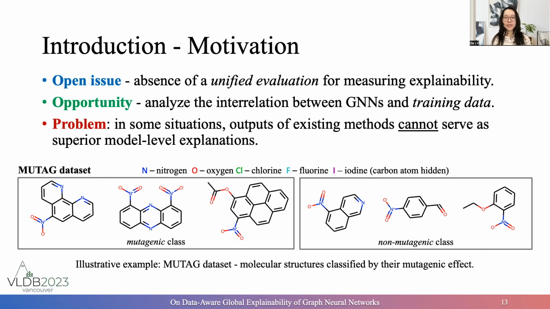An open issue in explaining black box models is the absence of a unified evaluation scheme for measuring explainability. Without ground truth knowledge, the key challenge lies in quantifying the quality of an explanation. To tackle this problem, we analyzed the interrelation between GNNs and their training data. We found that in some situations, the output of existing methods cannot serve as good model-level explanations. We will show them using the MUTAG dataset, which consists of molecular structures classified by their mutagenic effect. In these molecular graphs, nodes represent atoms and edges represent chemical bonds.